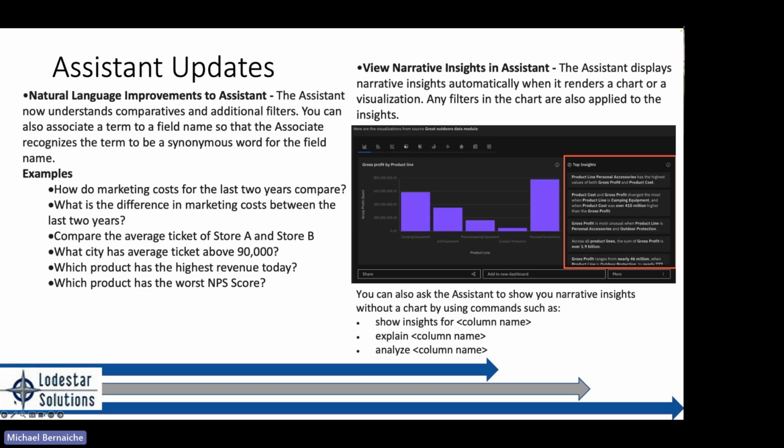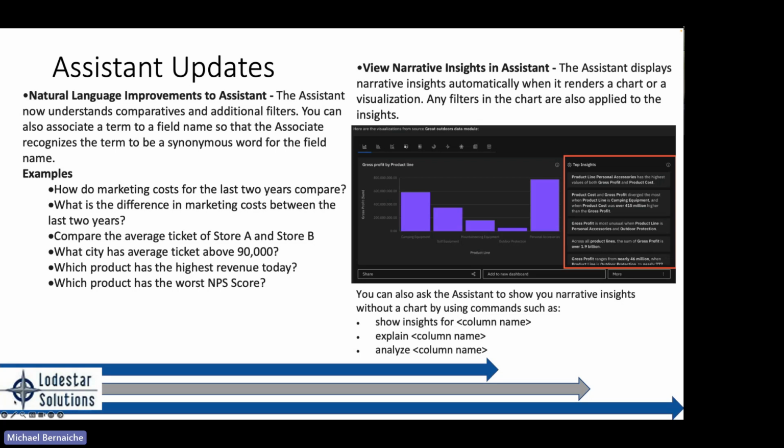And then as you see on the right, they've built in the narrative insights, which really prompts you to look deeper, right? So in this example, maybe gross profit is most unusual when product line is personal accessories and outdoor protection. Well, why? So now it's starting to prompt that user or the analyst to dig deeper into the data and not just here's the chart, take a look at it, you figure things out on your own, right? As an analyst, I can dig deeper and provide answers to the questions that are probably going to be asked, right?